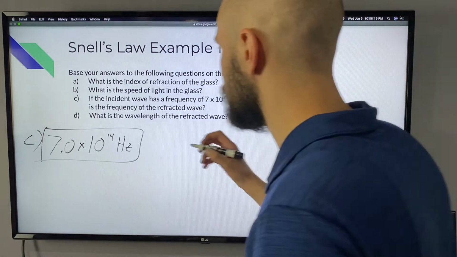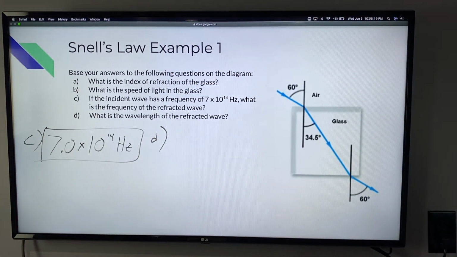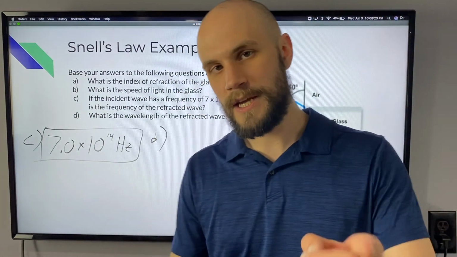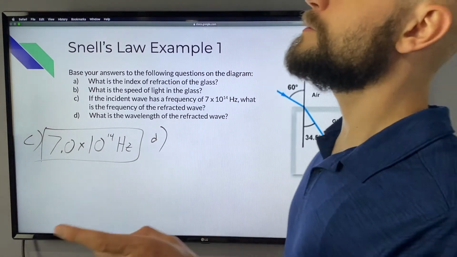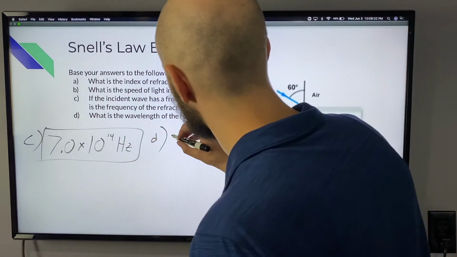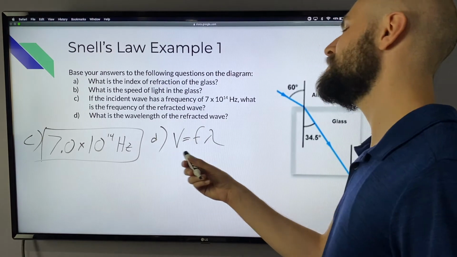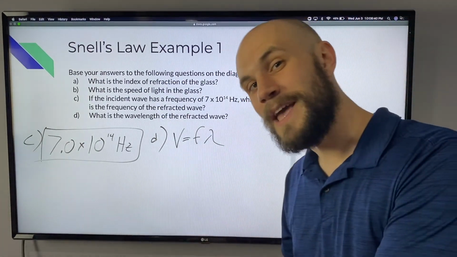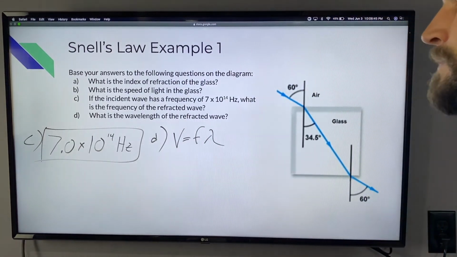Okay, and finally, part D. What is the wavelength of the refracted wave? So the speed of the wave changes, the wavelength of the wave changes, but the frequency stays the same. Wait, frequency, speed, wavelength? That's a familiar equation, isn't it? Remember, just because we did this equation lessons ago doesn't mean it goes away. It still applies to waves in all these cases. Always keep these tools in your toolbox.